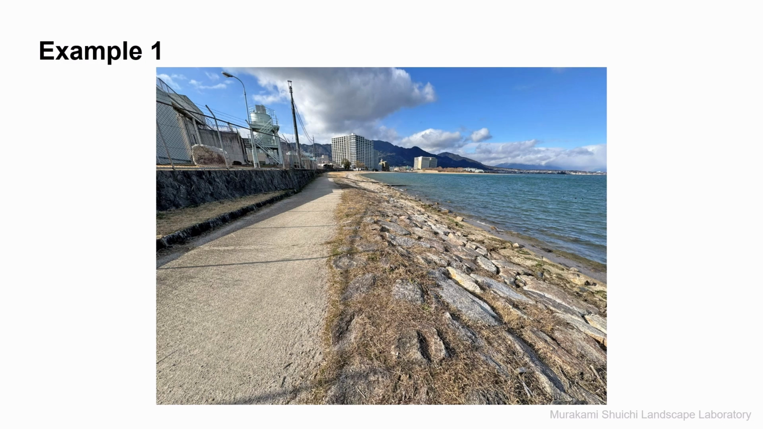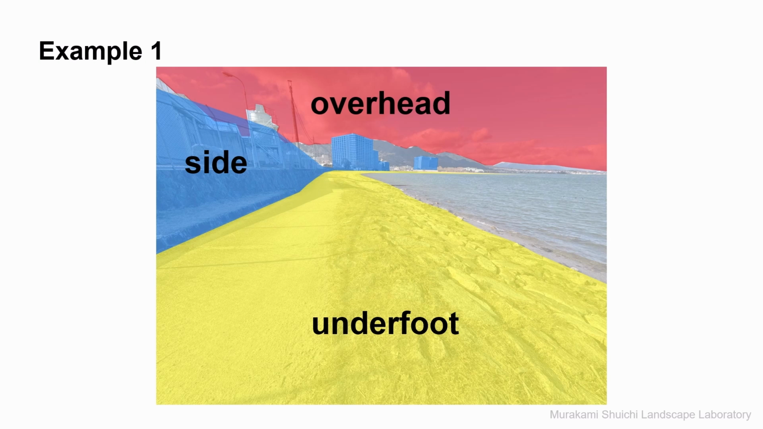This is a lakeside view. The overhead element is the wide open sky. The side elements are the stone retaining wall and the fence. The underfoot elements are the paved path and the stone-covered shore. Both the side and underfoot elements extend into the distance, curving strongly to the right and drawing the eye forward.